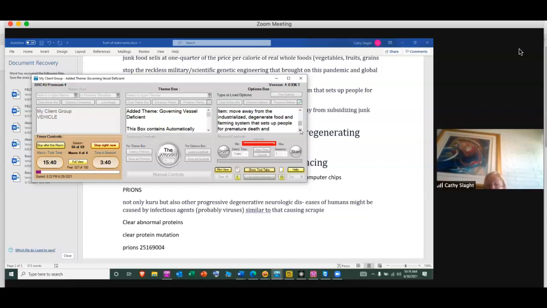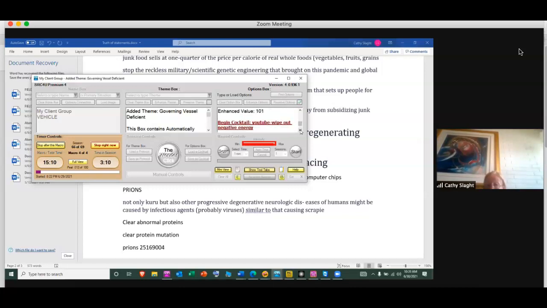Move away from the industrialized, degenerative food and farming system that sets up people for premature death and hospitalization. And again, we might be talking about a 10%. We're not talking about the overall human nature, in my opinion. Cure chronic disease, which can happen. Working together, we focus on healing and regenerating planetary health.